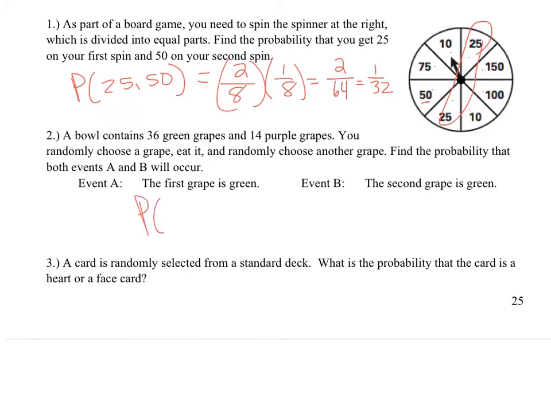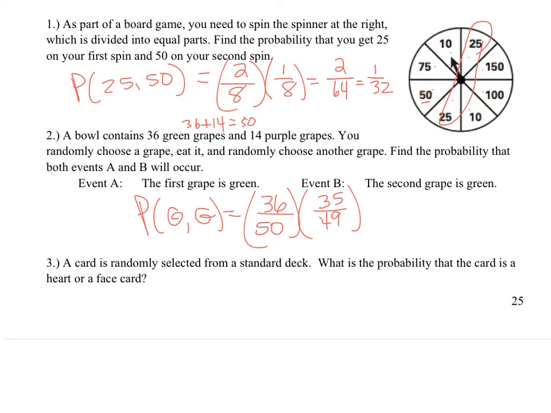So the probability of choosing green and another green, well, there's 36 green grapes out of a total of 50 grapes, and I got that by doing 36 plus 14. So that's the probability that I choose a green grape the first time. The second time I'd be down to 35 green grapes out of a total of 49 grapes altogether.